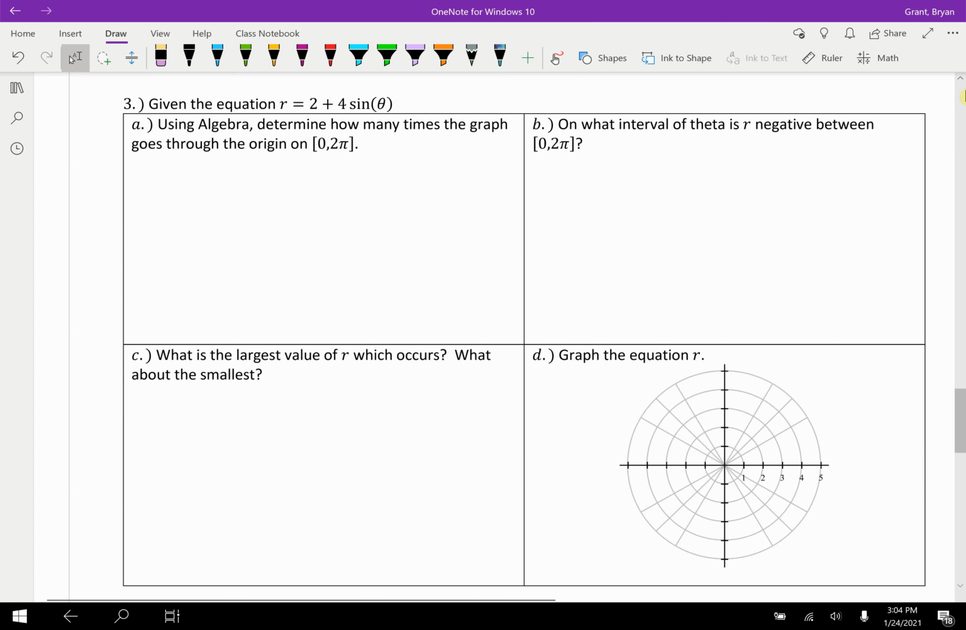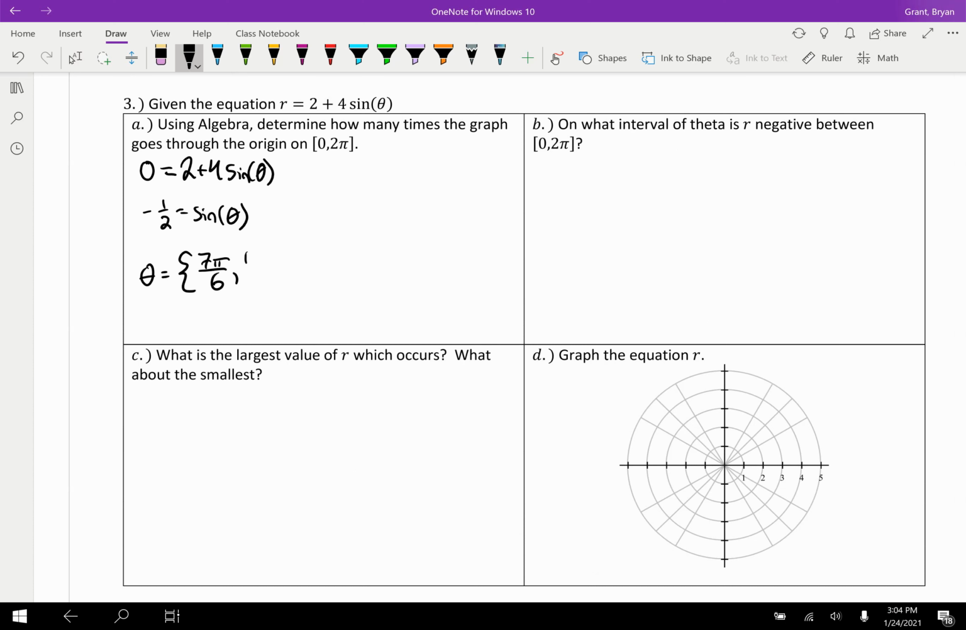All right, so using algebra to determine how many times the graph goes through the origin. We've done this before. We set 0 equal to our equation. In fact, it is extremely similar to the one we just did. Subtract 2, divide by 4, we get negative 1/2. This is sine this time, so our values are going to be a little bit different, but hopefully we remember that pi over 6's make those negative 1/2, and sine is only negative in the 3rd and 4th quadrants. So I think we're going to need 7 pi over 6, that's the 3rd quadrant, and 11 pi over 6, that's the 4th quadrant. The graph touches the origin 2 times on that interval.